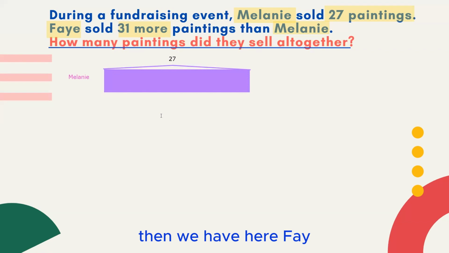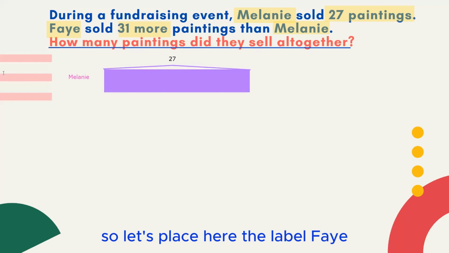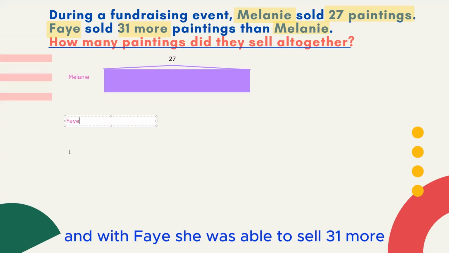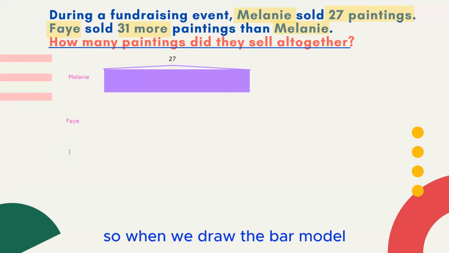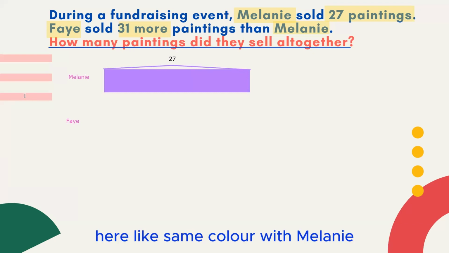Then we have here Faye. Faye was able to sell 31 more compared to Melanie. So let's place here the label Faye. And with Faye, she was able to sell 31 more. So when we draw the bar model, will it be shorter or longer? Yes, it will be longer by 31. So let's first have this one here, same color as Melanie.